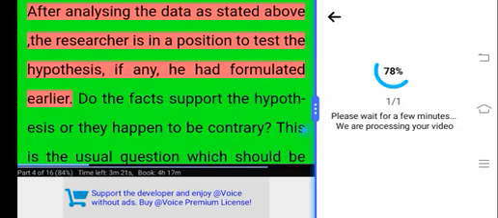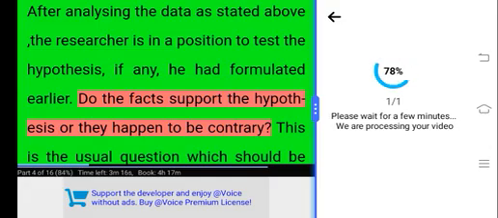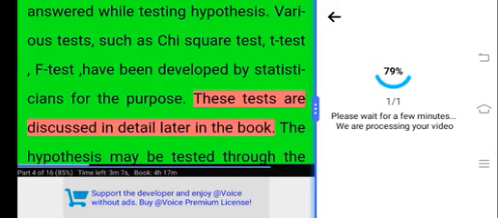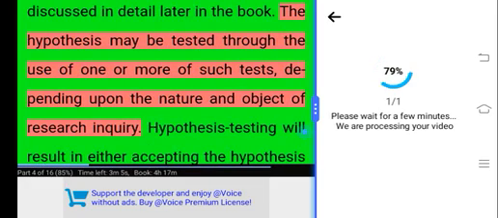Hypothesis testing. After analyzing the data as stated above, the researcher is in a position to test the hypothesis, if any, he had formulated earlier. Do the facts support the hypothesis or do they happen to be contrary? This is the usual question which should be answered while testing hypothesis. Various tests, such as chi-square test, t-test, F-test, have been developed by statisticians for the purpose. These tests are discussed in detail later in the book. The hypothesis may be tested through the use of one or more of such tests, depending upon the nature and object of research inquiry.